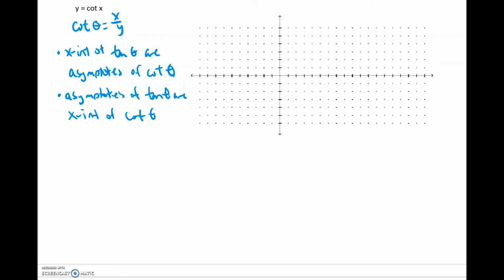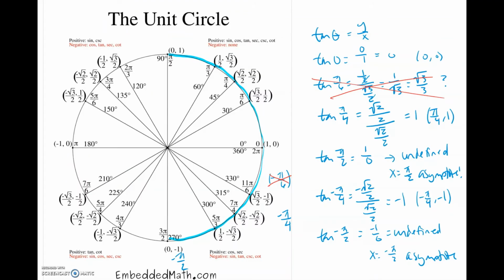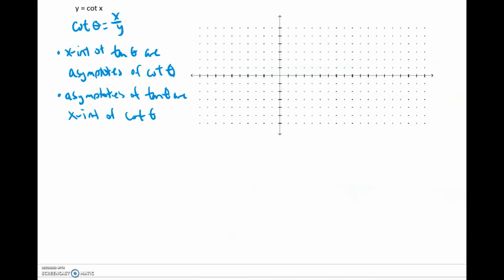But then if we go back and look at when I did pi over 4 and negative pi over 4, that doesn't change. X over y, square root 2 over 2 over square root 2 over 2, still 1. This x over y, square root 2 over 2, divided by negative square root 2 over 2 for the negative pi over 4, it's still negative 1. So the pi over 4, negative pi over 4 is not going to change. What changes are the asymptotes and the x-intercepts.